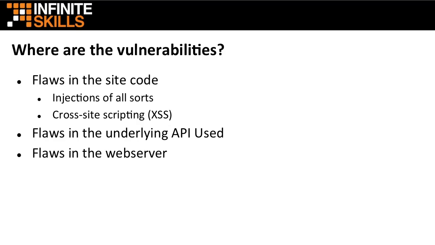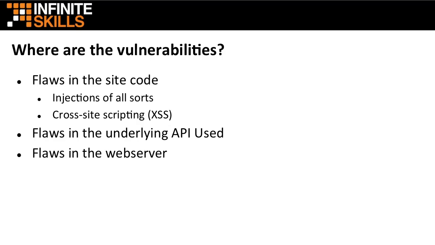Also, there are flaws in the underlying APIs used. Occasionally, some of the APIs that are developed are faulty, and there might be problems there as well. Finally, you might have some issues with the web server. Perhaps it's misconfigured in some way. So these are all potential problems that you could discover if you were examining a website.